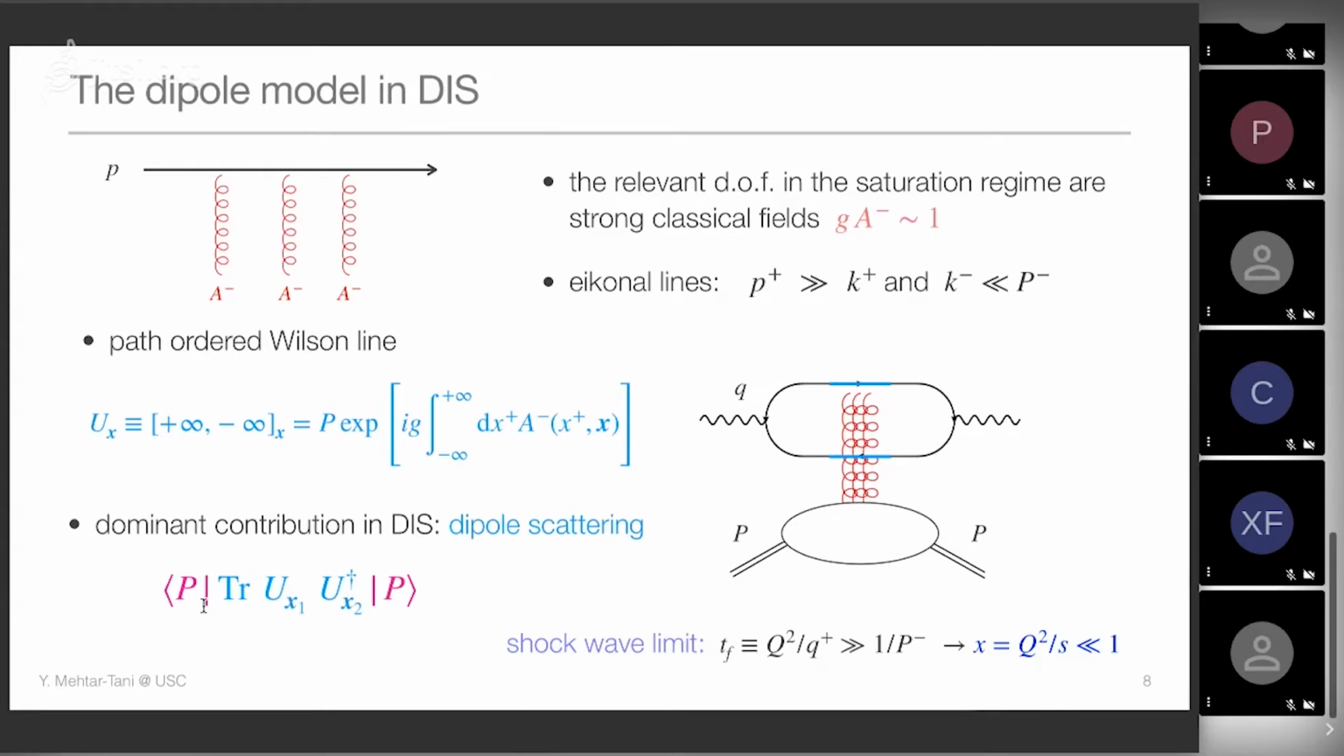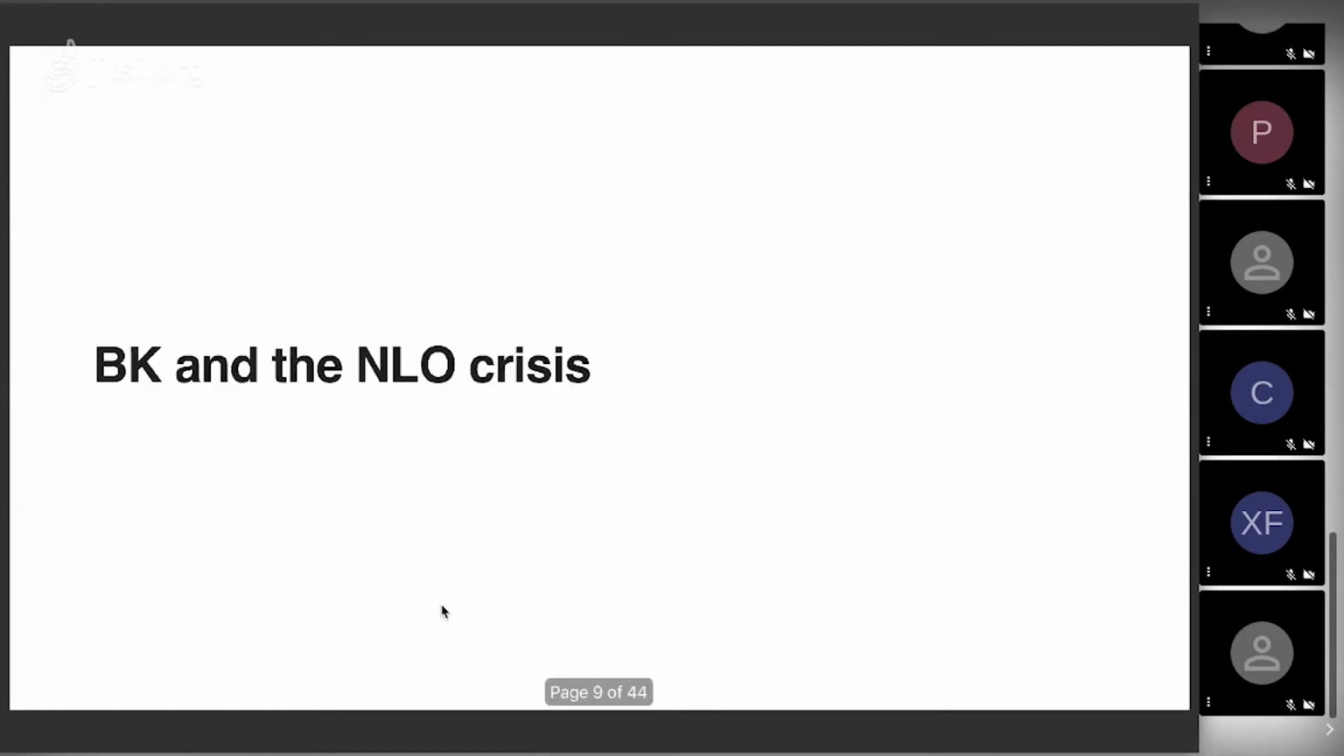And then this is measured in the proton states here. And this is the building block for QCD evolution at small x, and in particular in a saturation regime. So this is a dipole scattering amplitude, which plays an important role, as I will discuss, in the saturation regime.